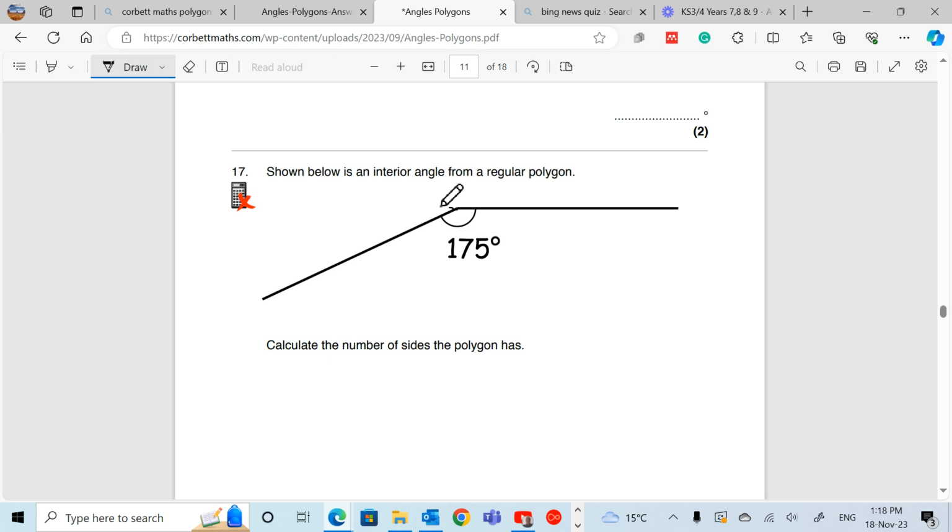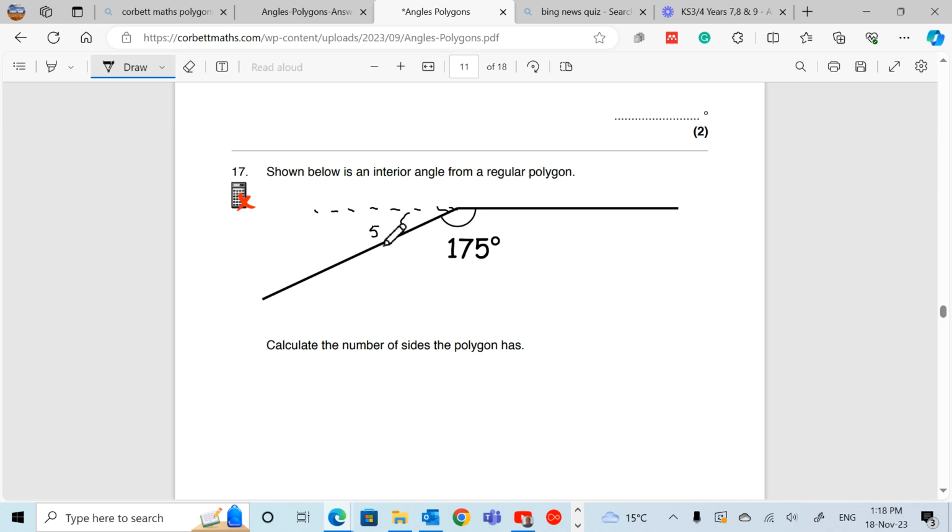So this is another way they could ask the question, and what's sensible to do here is use your angle facts skills. So you know that, hold on, angles on a straight line add up to 180 degrees, and the exterior angle here is 5 degrees.